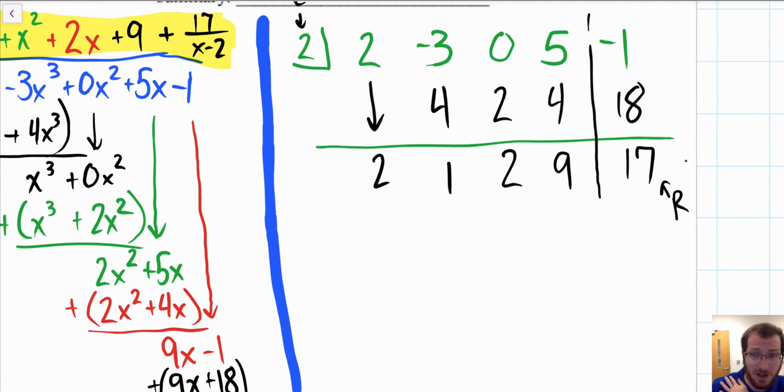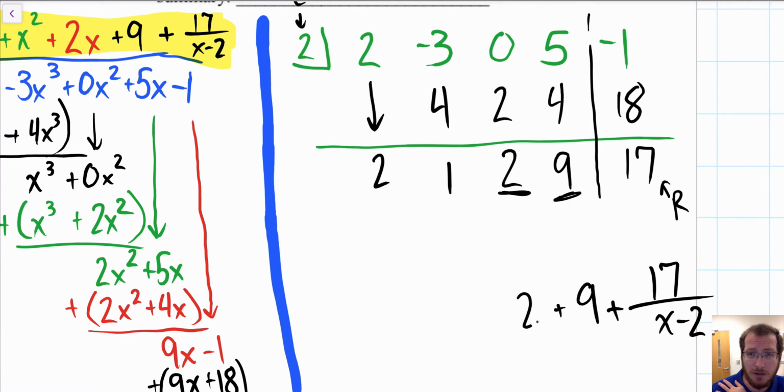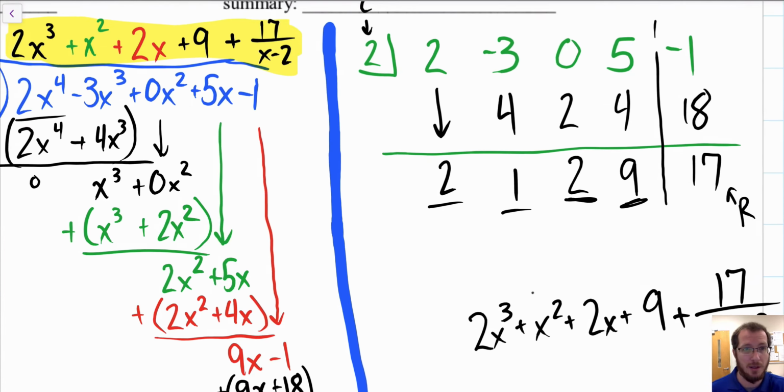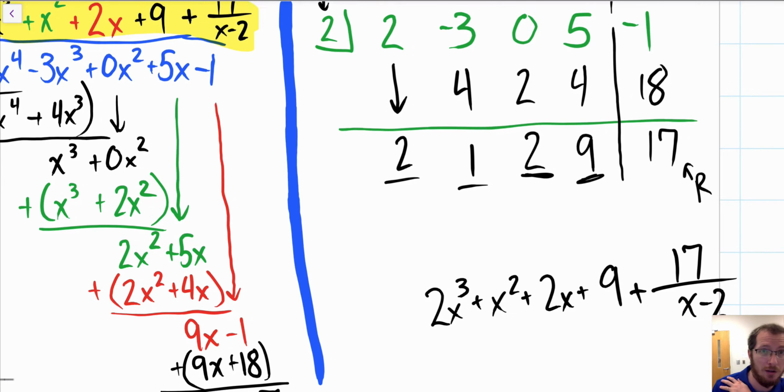I like to write it from right to left to make sure that I get my degrees right. So we start with that 17, and that's our remainder. So we put it over the x minus 2 that we were dividing by. And then we go to our next term, which is going to be our constant. Then our next term is our linear term, 2x. And then moving to the left, our quadratic term, and our cubic term. All right, and if you notice, that matches up with what we got when we did long division.